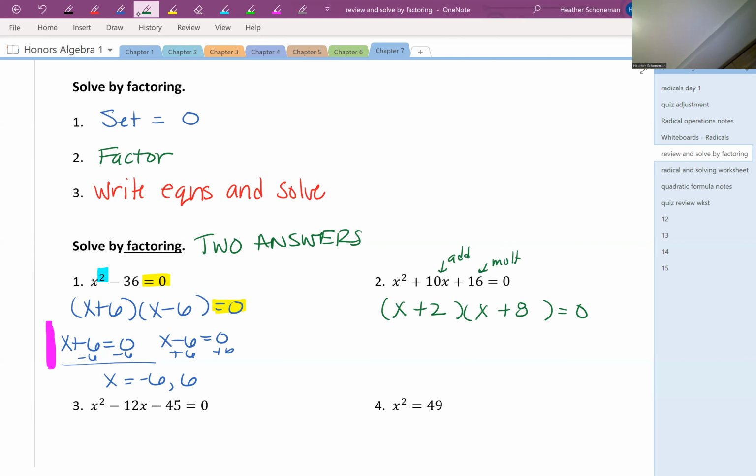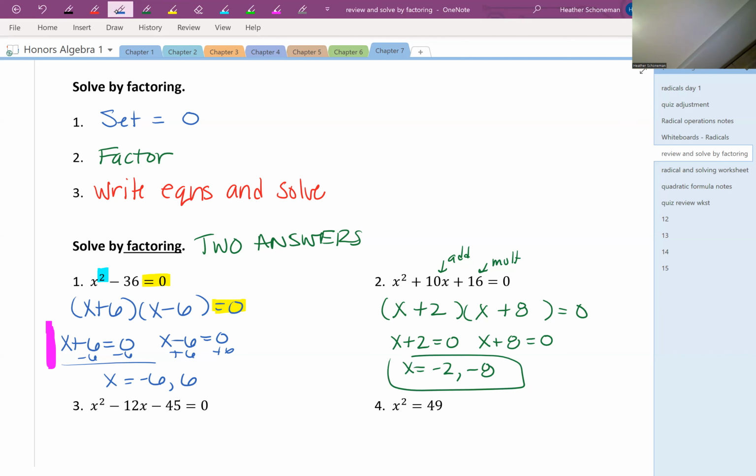So I did step 2, I factored. Step 3, write equations and solve. So either x plus 2 equals 0 or x plus 8 equals 0. So when I solve, x equals -2 and -8.